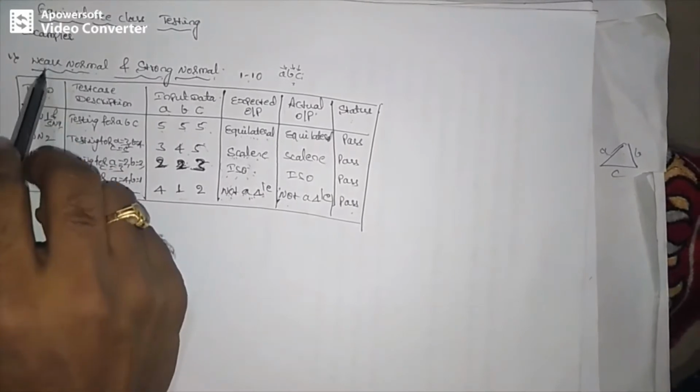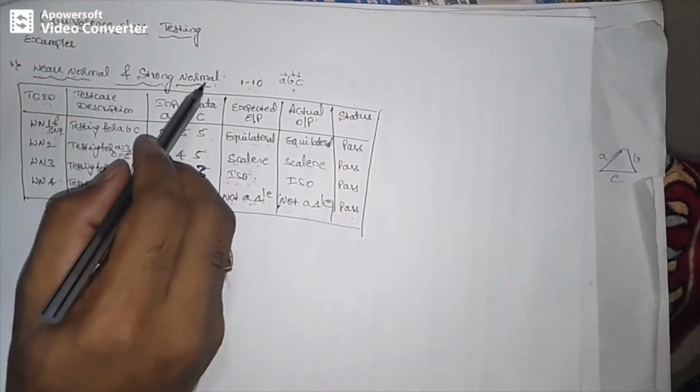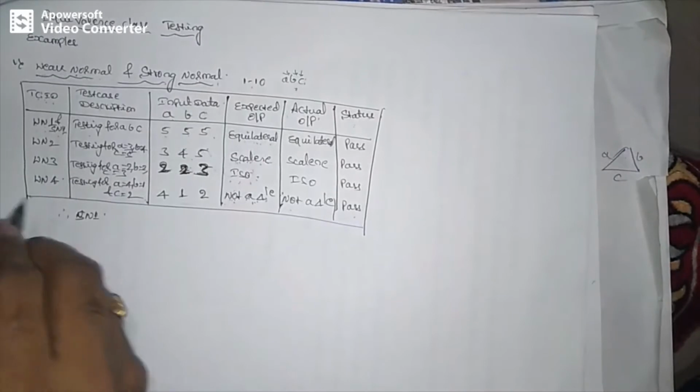This is about how we can write the test cases for weak normal and strong normal test cases for your triangle problem.